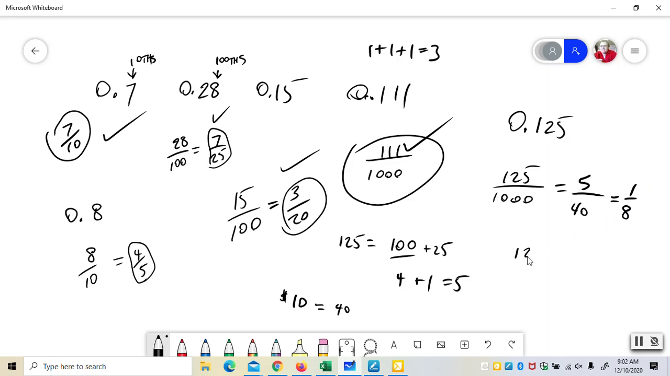And just to prove that that would work, you would see that 8 times 125, 8 times 5 is 40, 8 times 2 is 16, plus 4 is 20, carry the 2, 8 times 1 is 8, 9, 10. So see, that works out. So that is your final answer here.